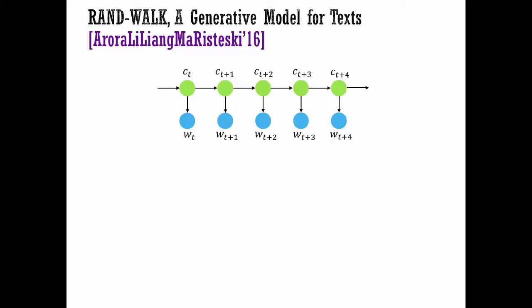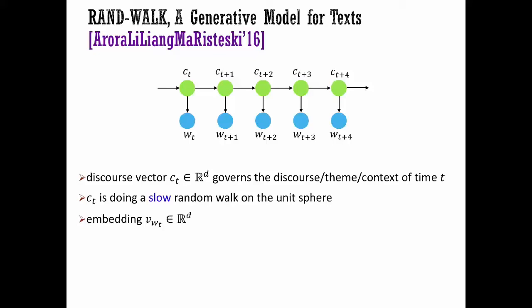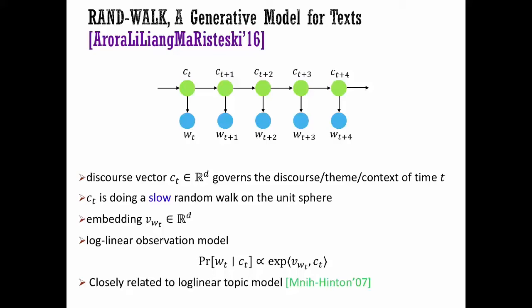We have a hidden Markov model, and we think that we have a context vector c_t at each time t, which we call the discourse vector in the paper. This discourse vector moves slowly, and at every time, given the discourse vector, we generate a word. We have an embedding for every word, and the generative model for the word given the discourse is log-linear: the probability of w_t given c_t is proportional to the exponential of the inner product of the discourse vector and the word vector. This is quite related to the log-linear topic model of Mnih and Hinton.